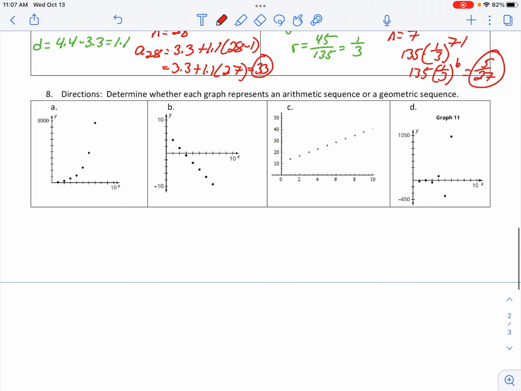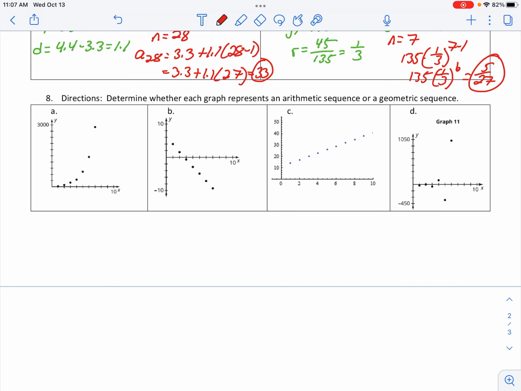Let's finish off number 8. Just tell me if it's arithmetic or geometric. Arithmetic are linear, increasing, decreasing. Geometric, you got the curves going on, my exponential curve, and letter D is a combination of an increasing and decreasing exponential. Kind of gives me that trumpet pattern, okay? It's increasing, decreasing, that alternating signs. That's an example of a geometric. Again, make sure Mathia through Unit 6 is what you should be focusing on.